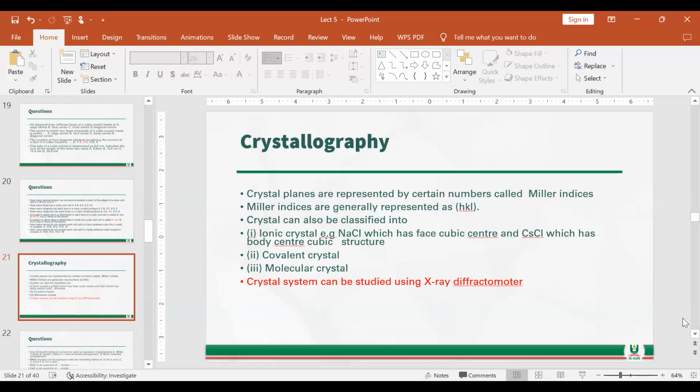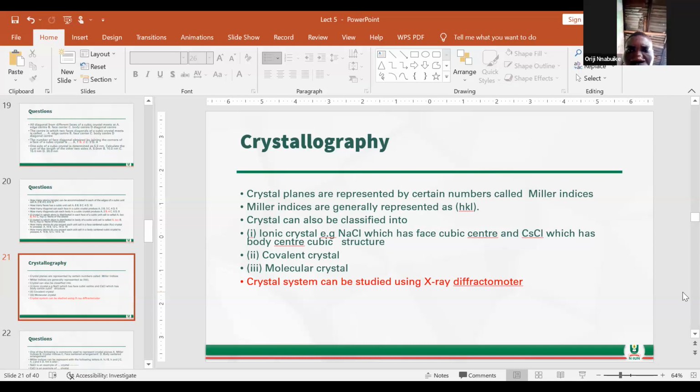Crystallography. Crystal planes are represented by certain numbers called Miller indices. Miller indices are generally represented as hkl. Crystals can also be classified into body center cubic structure, ionic crystal, covalent crystal, and molecular crystal. So crystal systems can be studied using what? X-ray diffractometer.